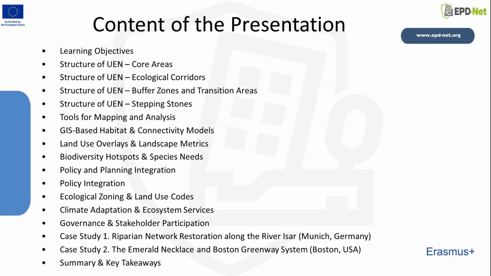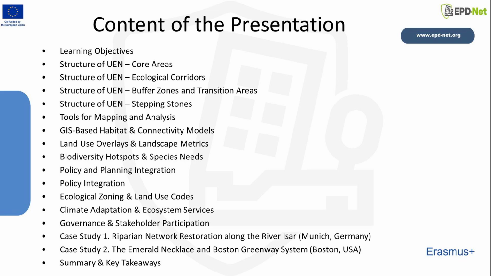This presentation introduces Urban Ecological Networks, UEN, as a planning framework for enhancing biodiversity and ecological connectivity in cities. It outlines key structural elements, including core areas, ecological corridors, buffer zones, and stepping stones, and highlights the role of GIS-based analysis in mapping habitats, connectivity, and species needs.